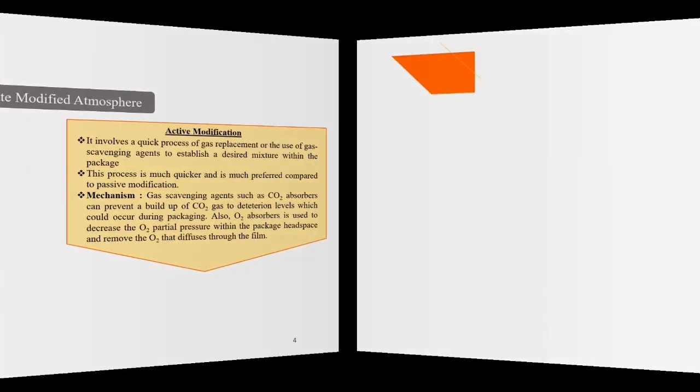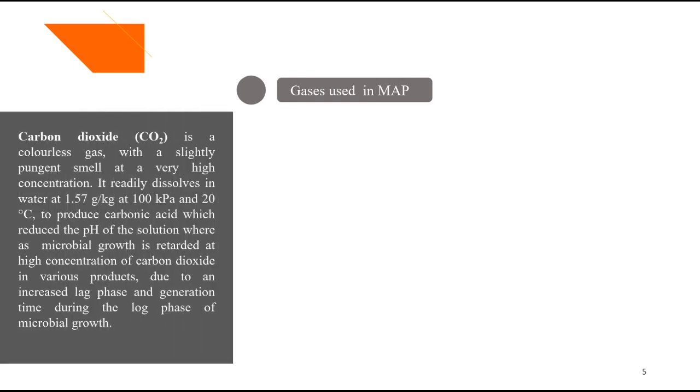Now coming to the three major gases that are used in MAP. First one is carbon dioxide, which is a colorless gas and it gives off a pungent smell at a very high concentration. This gas readily dissolves in water at 1.57 gram per kg at a pressure of 100 kilopascal and at a temperature of 20 degrees centigrade. Higher concentration levels of carbon dioxide can retard microbial growth.